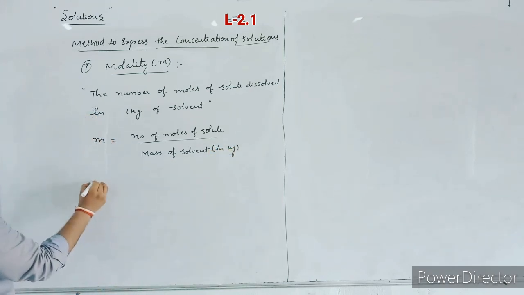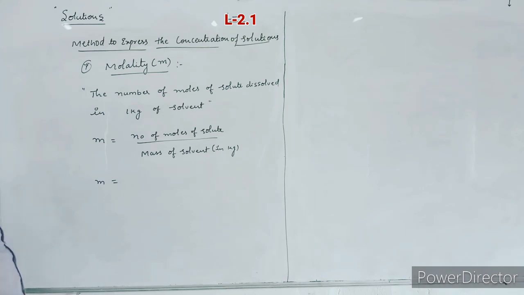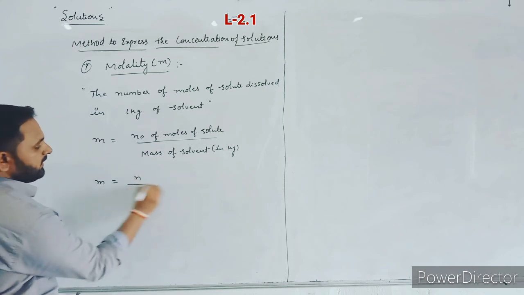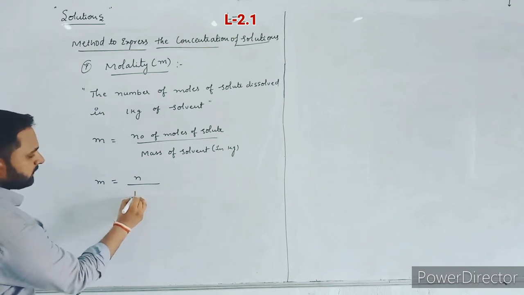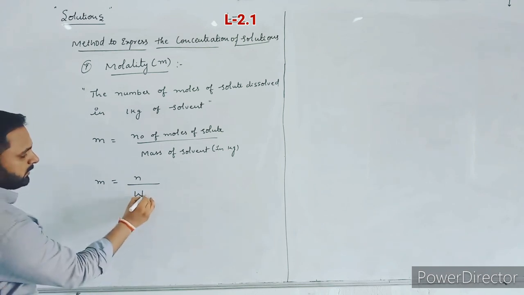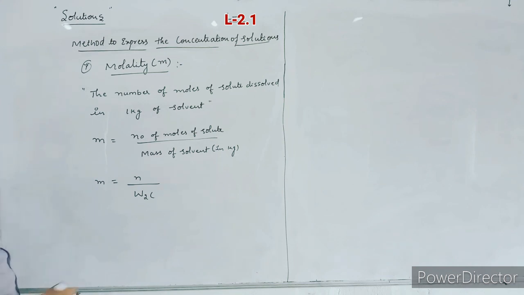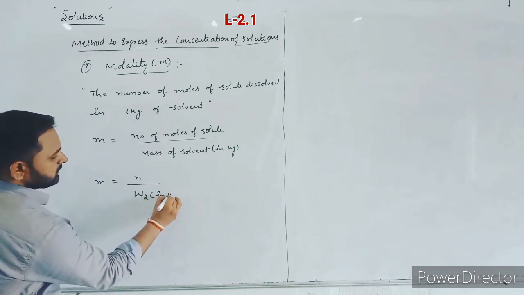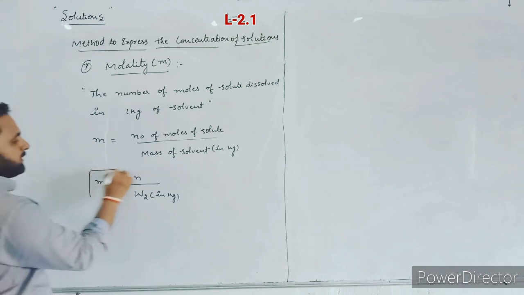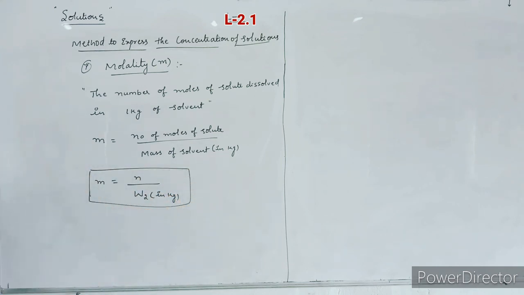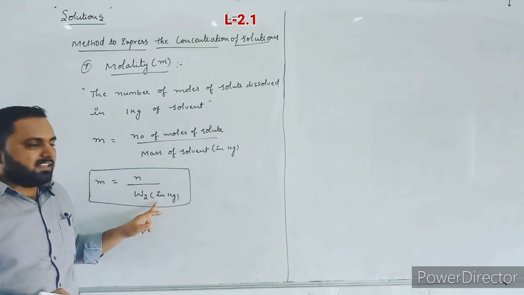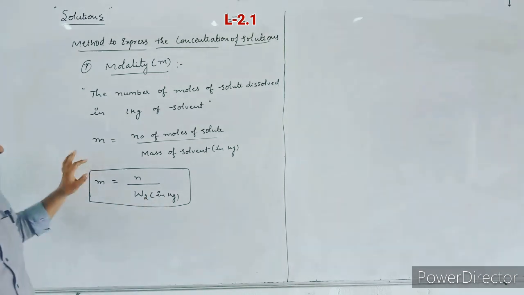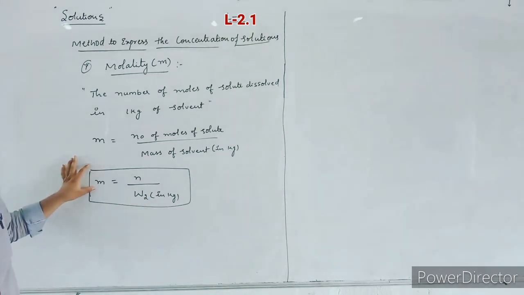Here now let us write: molality is equal to the number of moles of solute, represented by small n, divided by the mass of solvent, represented by W2. Here the mass of solvent is in kg. This is the main formula to calculate the molality of a solution. If in the question the number of moles and the mass of solvent in kg are given, then use this formula to calculate the molality of the solution.